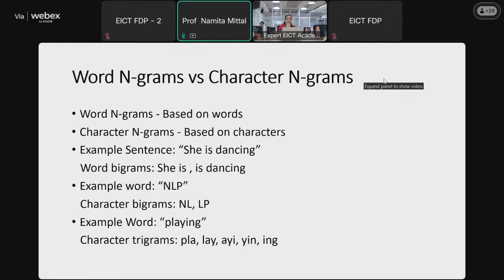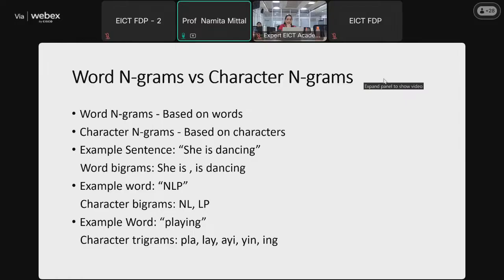By default it is a word n-gram, but sometimes it is a character n-gram, and that has to be explicitly defined. Word n-grams are based on the words, while character n-grams are based on the characters. Take an example sentence like 'she is dancing'. Word unigrams are she, is, dancing. How many unigrams? 3. How many bigrams? She is, is dancing. So 2 bigrams. And trigrams will be 1 only.